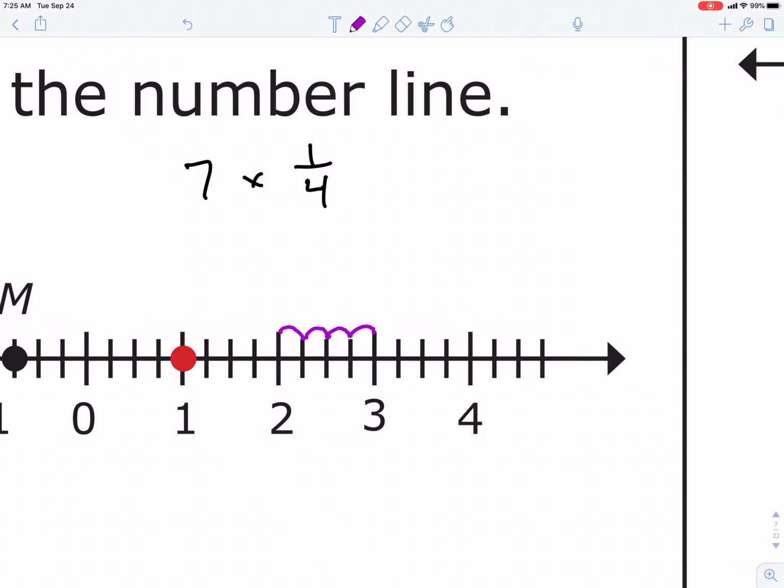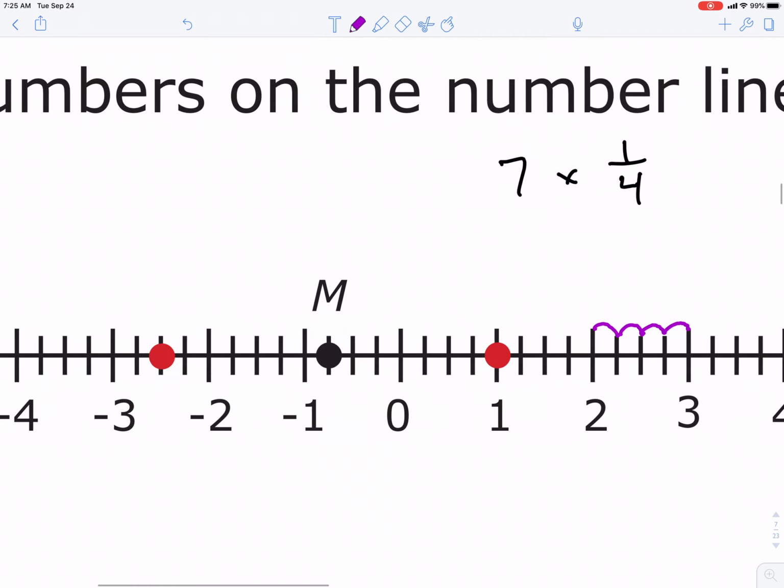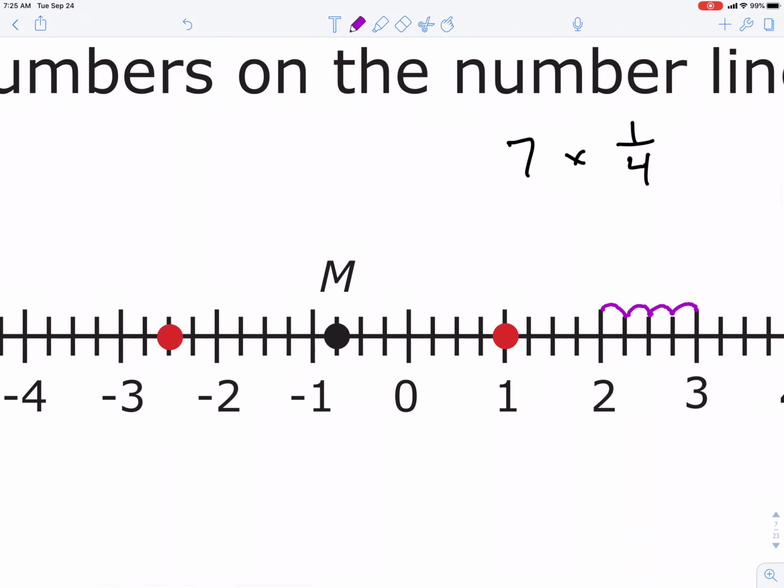There's 4 between each whole number. So I need 7 of those from M in each direction. So 7/4: 1, 2, 3, 4, 5, 6, 7. So that's why we get 1. And then we go backwards to the left: 1, 2, 3, 4, 5, 6, 7. And we get -2.5.